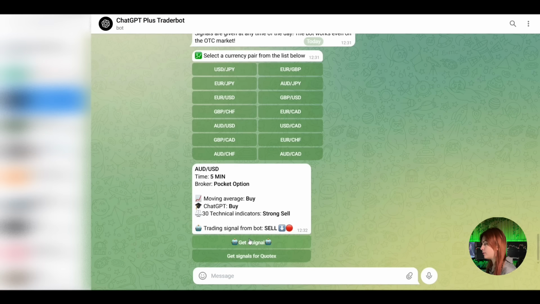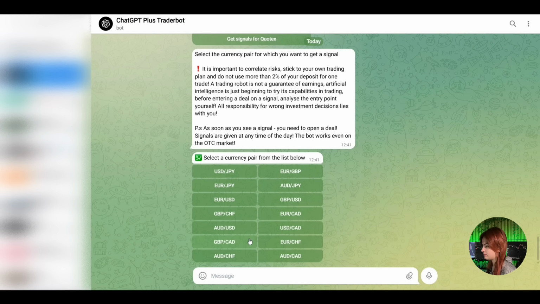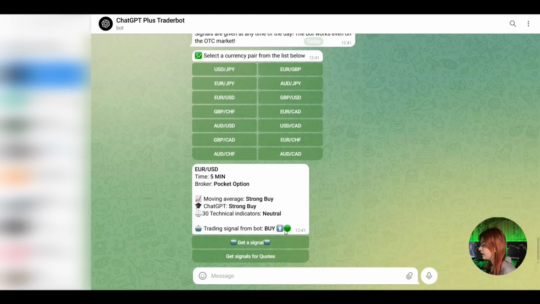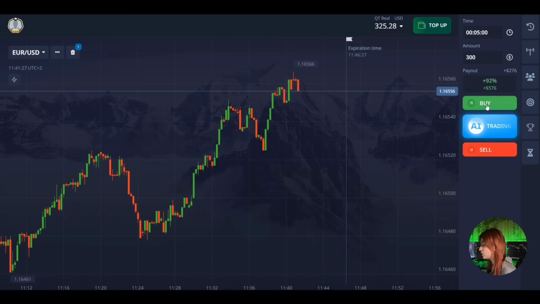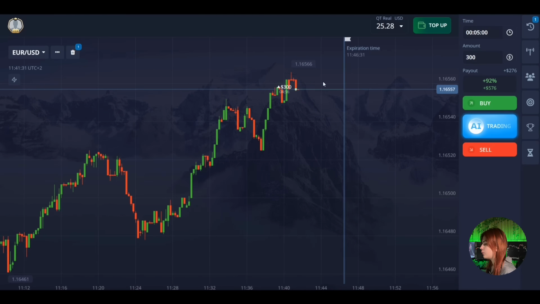Well, let's now make a request from this chatbot. Click this get signal button. Now let's find the currency pair we need in the bots list and click on it. And as you can see, the chatbot offers us to open a deal to buy, so let's follow the instructions and click on the green button. We will try to make money based on this uptrend.